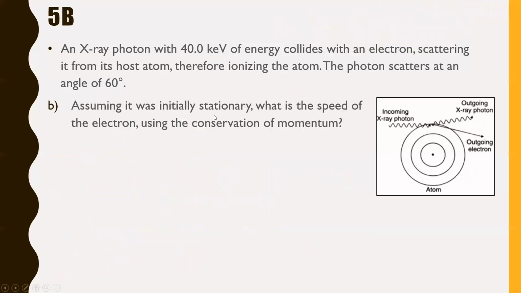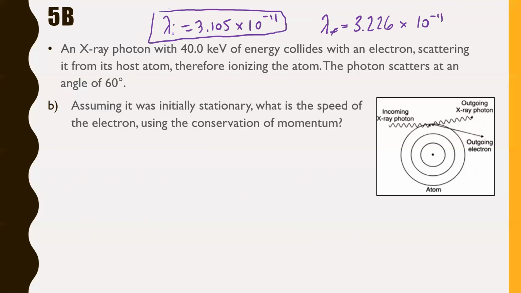So part B, matter of fact, before we even start part B, because we're going to need those numbers so much, remember that lambda i is 3.105 times 10 to the negative 11. And lambda f, unrounded, do not ever use your rounded number when you're carrying it on, is 3.226 times 10 to the negative 11. We want to keep as many sig digs as realistically possible here. Anyway, so those are the answers from before. We're going to need them. So just hang tight, okay?